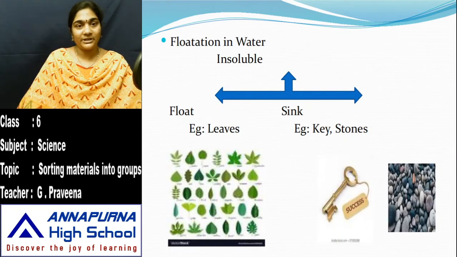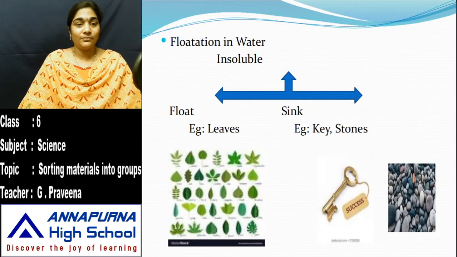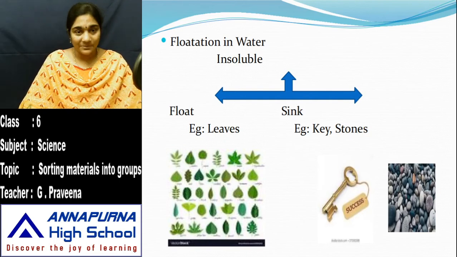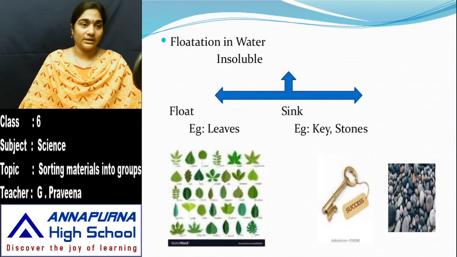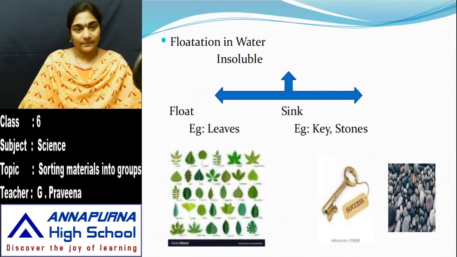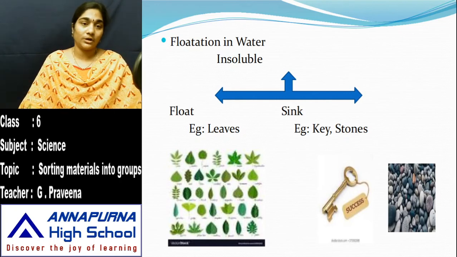Now another property, based on flotation: whether objects float over the surface of the water or sink to the bottom. We have seen that a few objects or substances are insoluble. These insoluble substances either float or sink to the bottom of the water. Just take a glass of water. When you add leaves, you can see these leaves float over the water. The reason is that they have less weight compared to the water. It is due to that reason they float over the surface of the water.